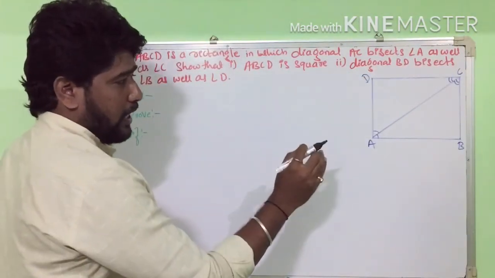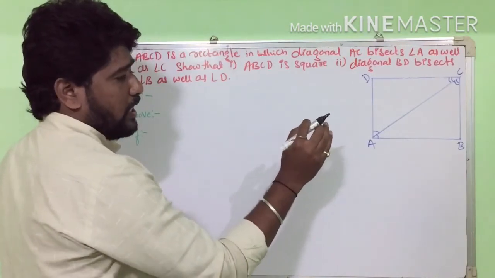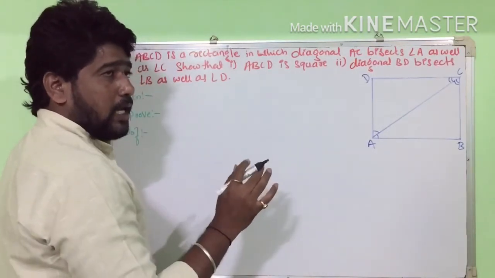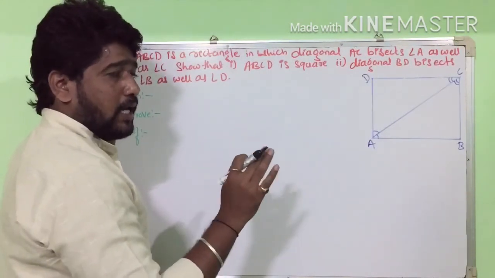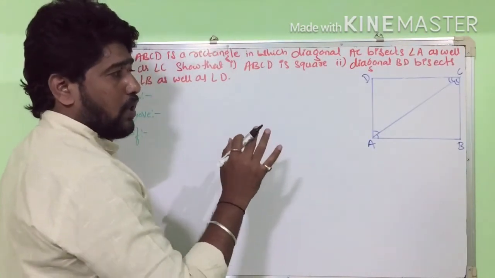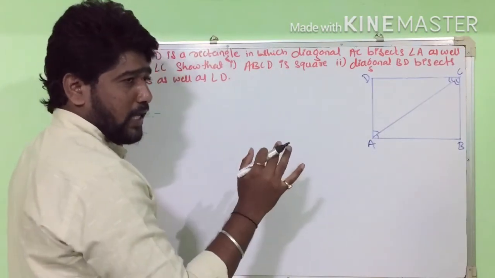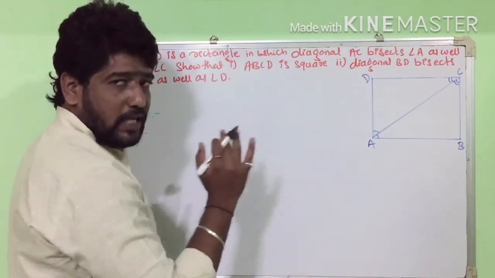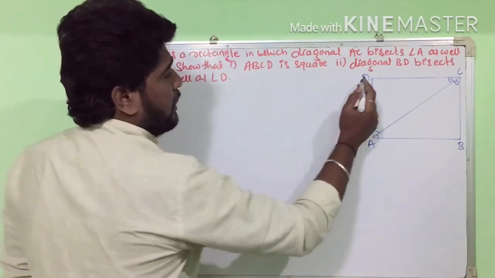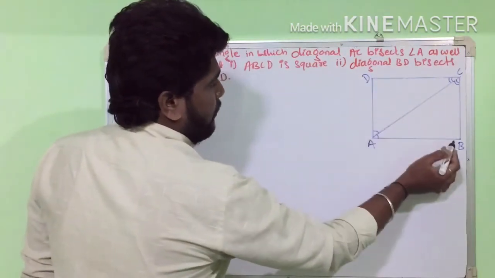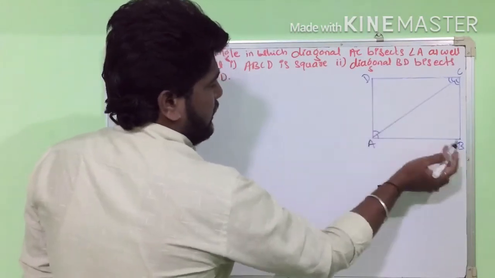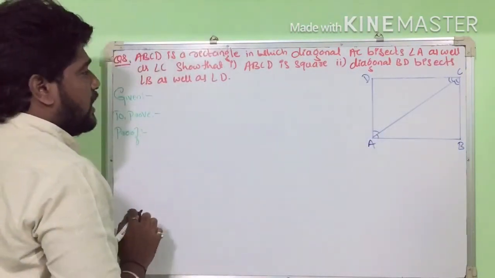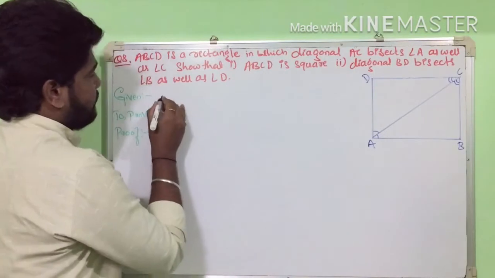Here we want to show it is a square. It is a rectangle now. Rectangle means each angle is 90 degrees. Square means each angle is 90 and all sides are equal. Here we want to show that all sides are equal. In a rectangle, opposite sides are equal. Is it clear? And the diagonal BD bisects angle B as well as angle D. So they asked here, right? So first write down what they have given.